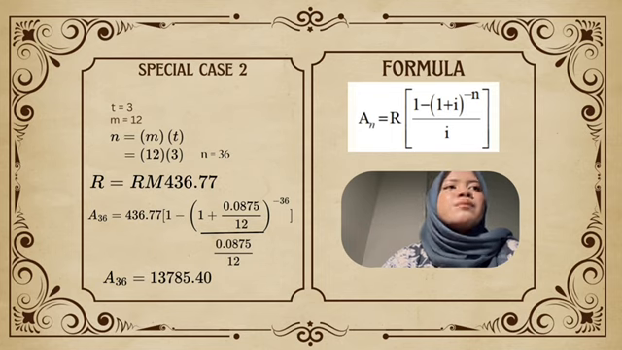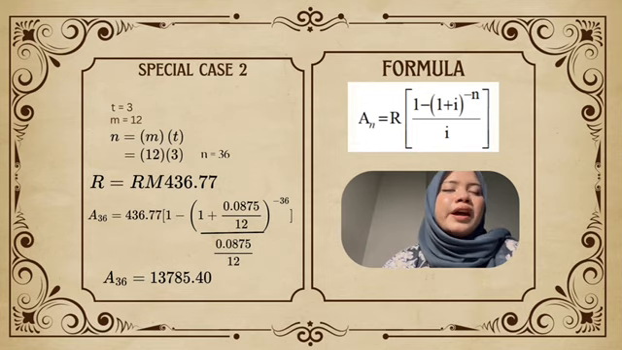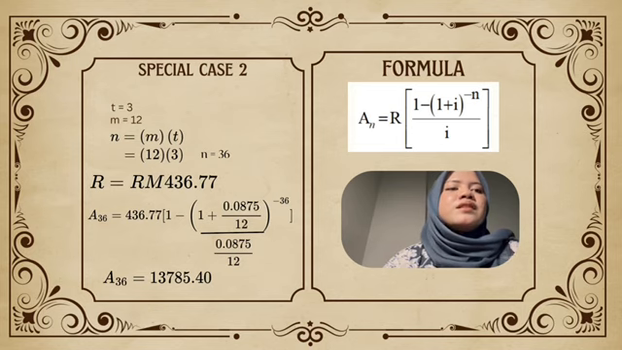So now we just need to put the numbers into the formula, which is A sub N equals R times open bracket 1 minus open parenthesis 1 plus I close parenthesis raised to the power of negative N divided by I close brackets. So you need to put A sub equals to 36. A sub 36 equals 436.77 open bracket 1 minus parenthesis 1 plus 0.0875 per 12 divided by 0.0875 per 12 close parenthesis negative of 36 and close the brackets. So the answer you will get is 13785.40.